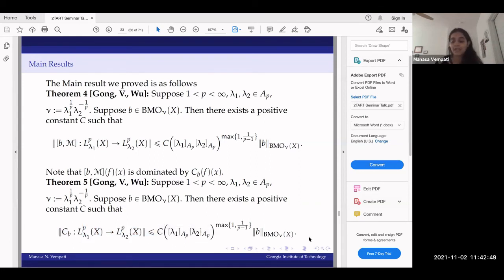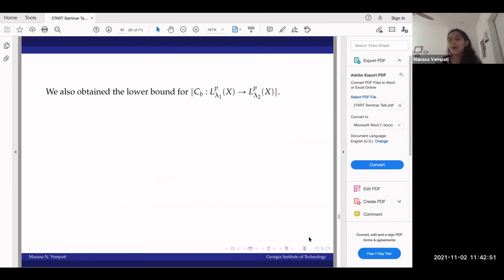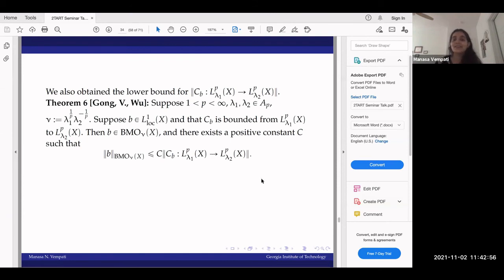We were also able to obtain a lower bound for the operator norm of the maximal commutator, which is given in theorem 6. What theorem 6 says is, suppose we have a p that lies between 1 and infinity, and we have lambda 1, lambda 2 A_p weights, and we have a nu that we defined earlier. And we consider a b that is a locally integrable function on the space of homogeneous type. And we assume that the maximal commutator is bounded from L^p lambda 1 of x to L^p lambda 2 of x. Then this theorem says that our b will belong to the weighted BMO space of X with the weight nu.